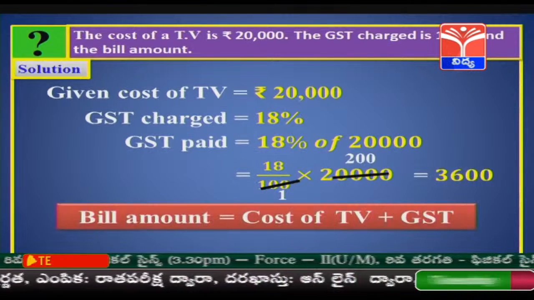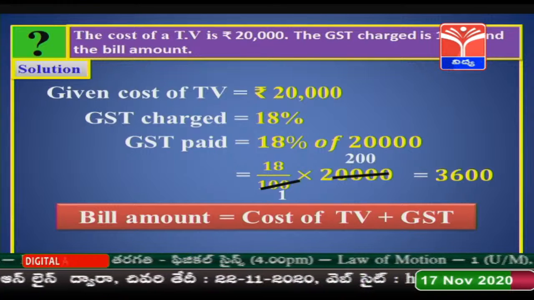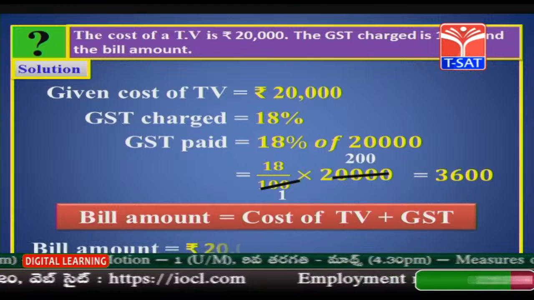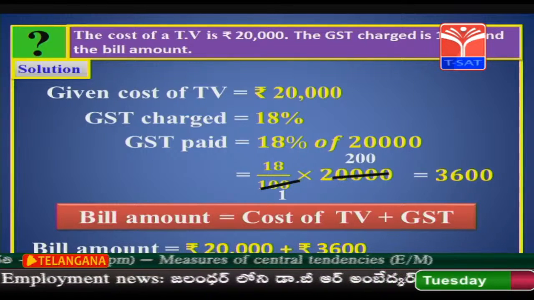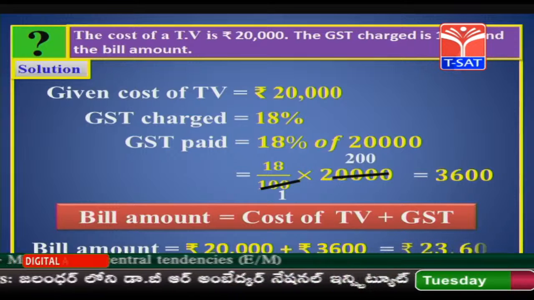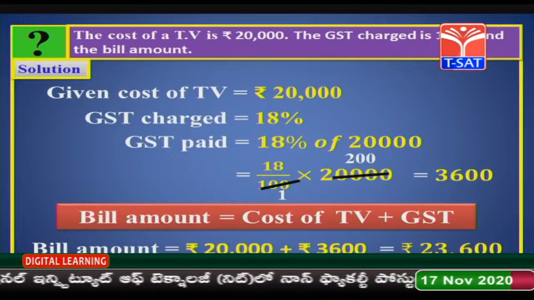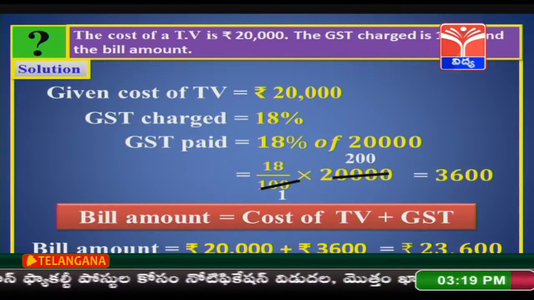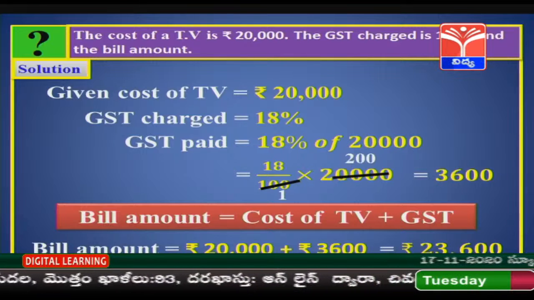So, children, what is the formula to find bill amount? Yes, it is cost of TV plus the GST. Now, let us substitute these values. That is 20,000 plus 3,600. On adding this, we get 23,600. So, this is the bill amount, children. So, bill amount equal to 20,000 plus 3,600, which is 23,600.